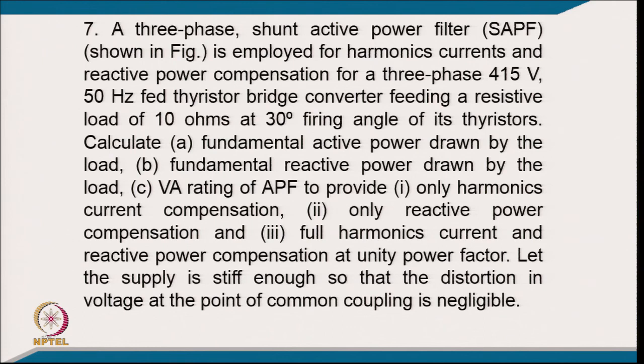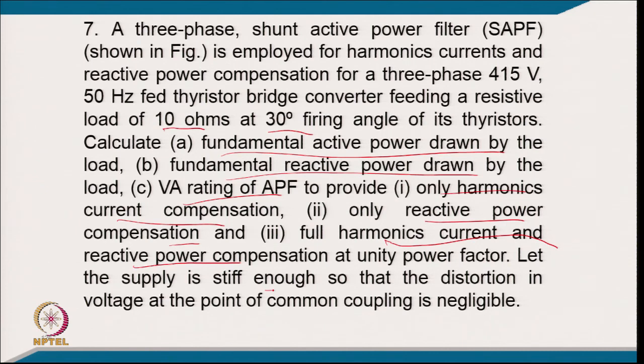So, coming to numerical example 7: a 3-phase shunt active power filter is employed for harmonic current and reactive power compensation for a 3-phase 415 volt 50 hertz supply feeding a thyristor bridge converter drawing a resistive load of 10 ampere at 30 degree fire angle of thyristor. Calculate the fundamental active power drawn, fundamental reactive power drawn, and the VA rating of the active filter to provide only harmonic current compensation, only reactive power compensation, and harmonic current and reactive power compensation together at unity power factor.